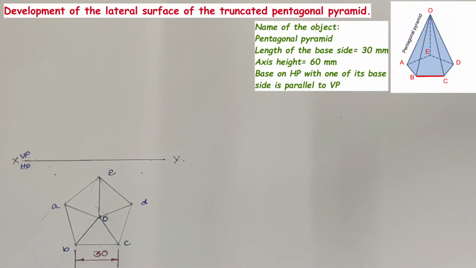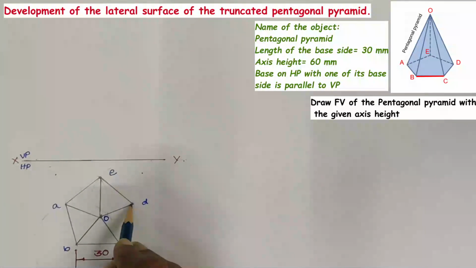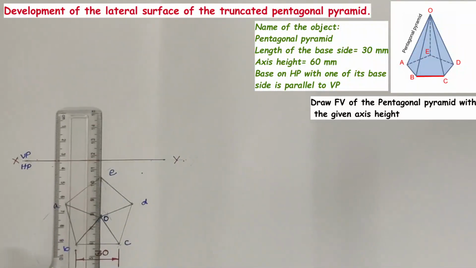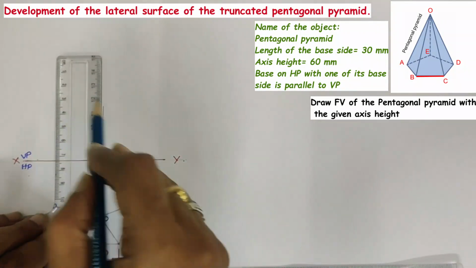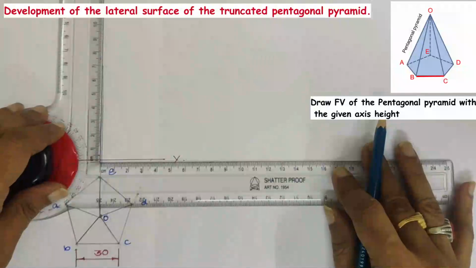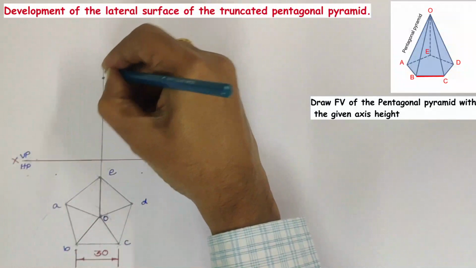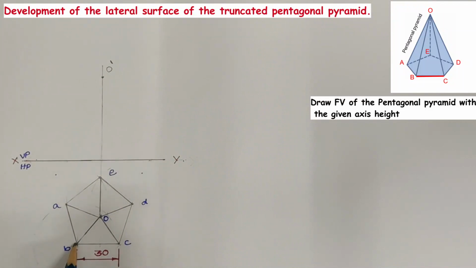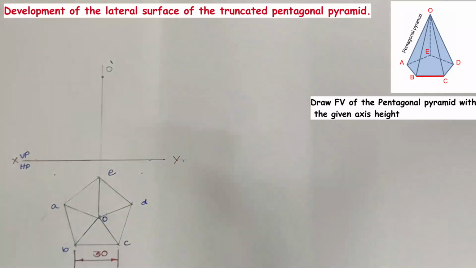For that, we will draw projectors through the points A, B, C, D, E and O towards the vertical plane. First we will draw a projector through point O towards the vertical plane in order to locate the apex point. Here the height of the axis given in the problem is 60 mm. So name this point as O dash. Then draw projectors through A, B, C, D and E points towards the XY line.